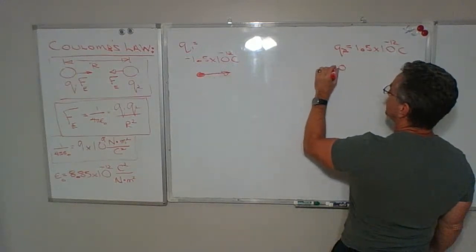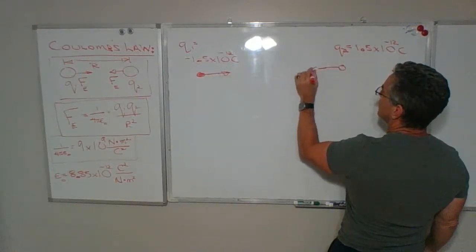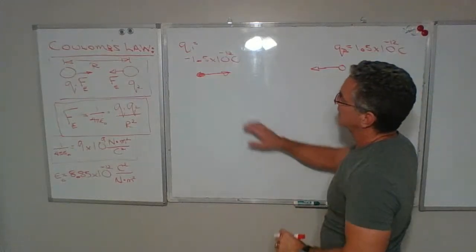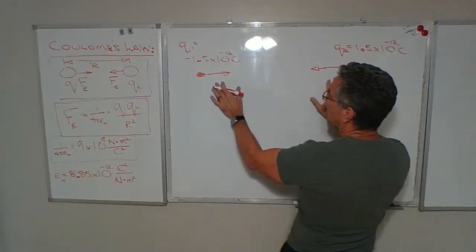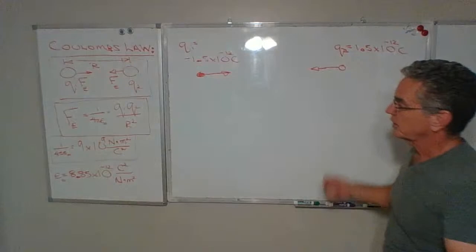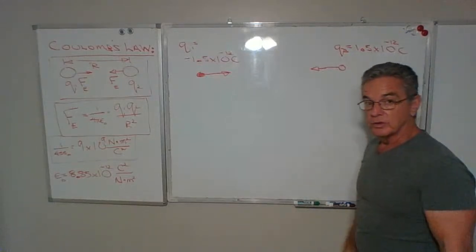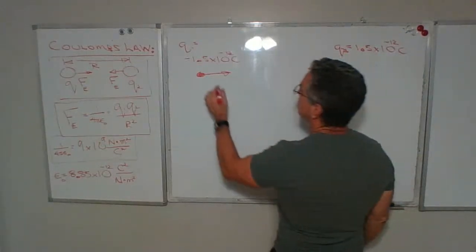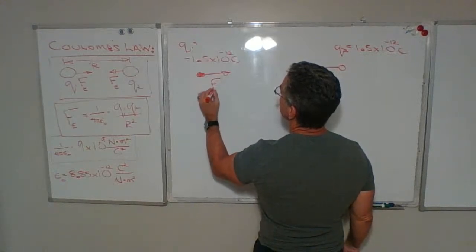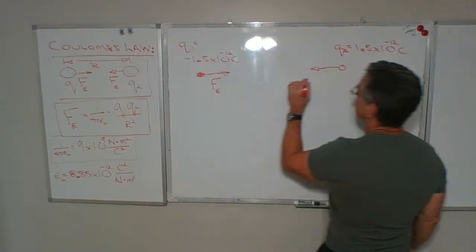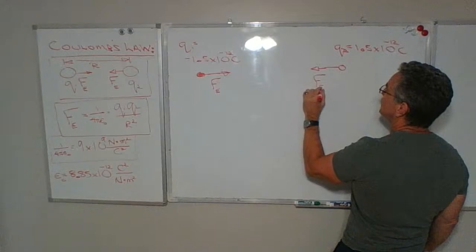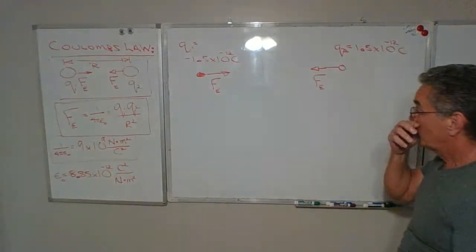Remember, like charges repel, unlikes attract. So in order to show that electrical attraction, you draw arrows coming from the two objects toward each other, so that it represents an attractive force. And this is going to be the electric force. Now it's just going to be the same amount of electric force from one to the other.